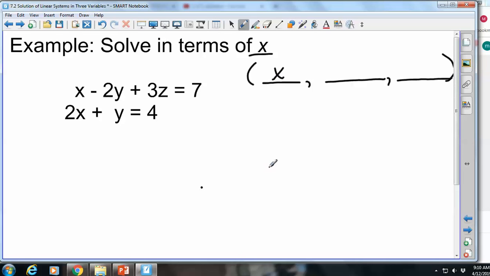I want all of these expressions to be in terms of x. So the x will stay, but I have to figure out something for y and something for my z. So I need an equation for y that only has x as the variable. What could we do? Subtract our 2x because we're trying to solve for y. So y is 4 minus 2x. So I solve for y, the x is the only variable there, so that's good.